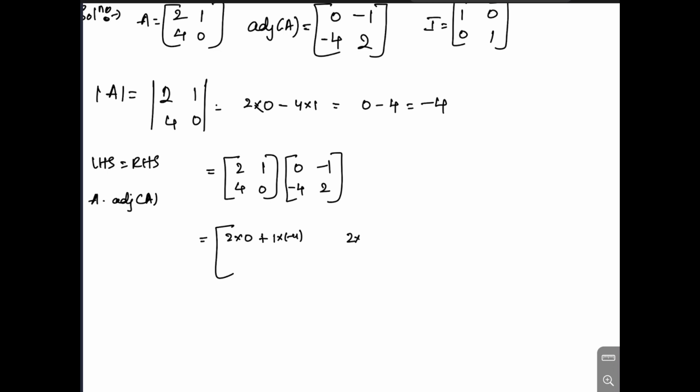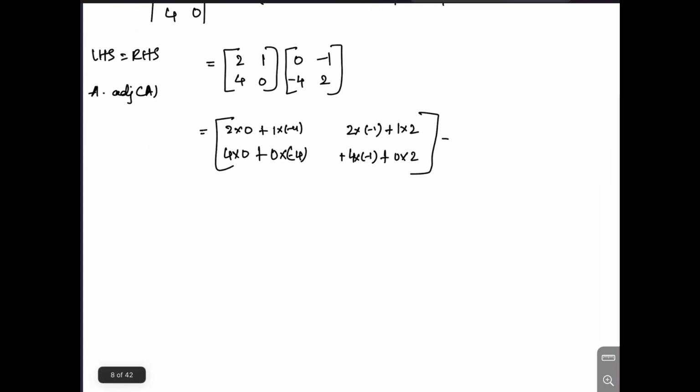Now similarly 2 into minus 1 plus 1 into 2, 4 into 0 plus 0 into minus 4, and 4 into minus 1 plus 0 into 2. Now let's try to simplify here.